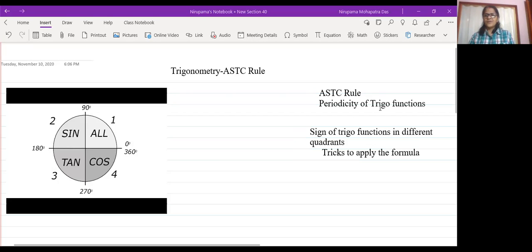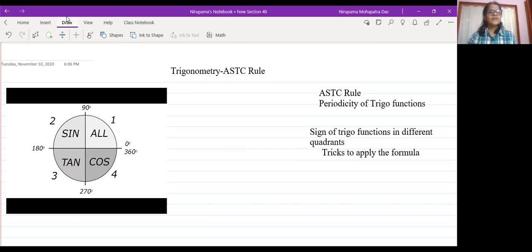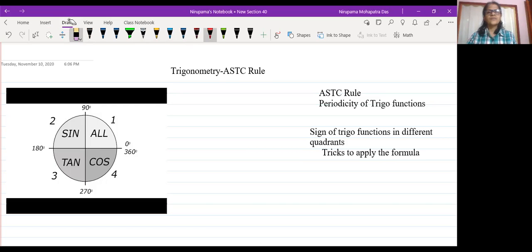Okay, so here as you can see on the screen, what is written on it? Trigonometry ASTC rule. Let me just introduce what we are going to study today. We are going to study first what is the ASTC rule. On the screen you can see all, sine, tan, cos. So the full form of ASTC is all sine tan cos. That we are going to study.